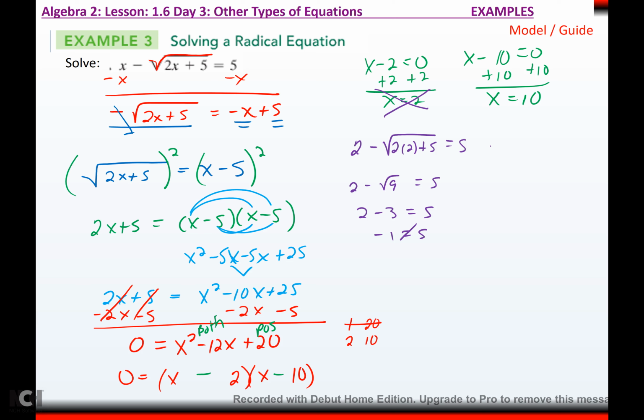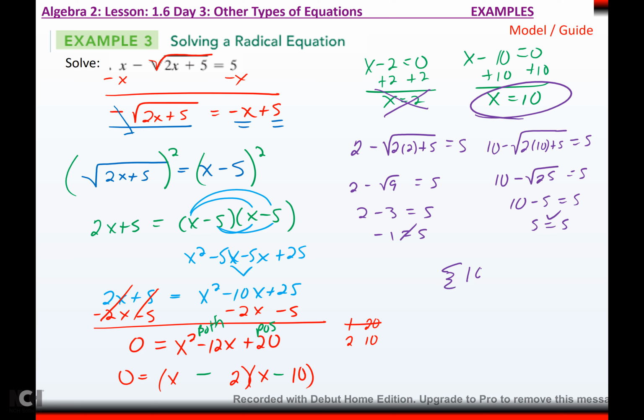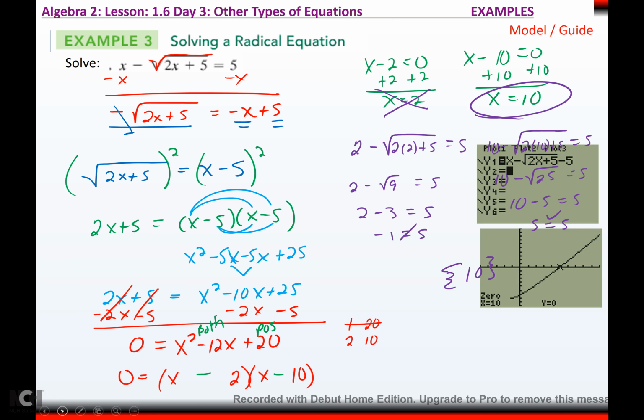If I plug in 10, 10 minus the square root of 2 times 10 plus 5 equals 5. That's going to be 10 minus the square root of 25 equals 5. That's 10 minus 5, which is 5 equals 5, so I can keep it. My only solution is 10. And if you look on the graph, you can see that it crosses at 10.